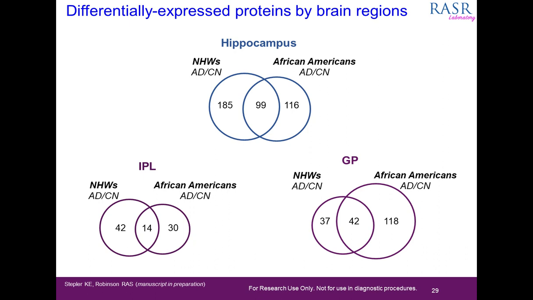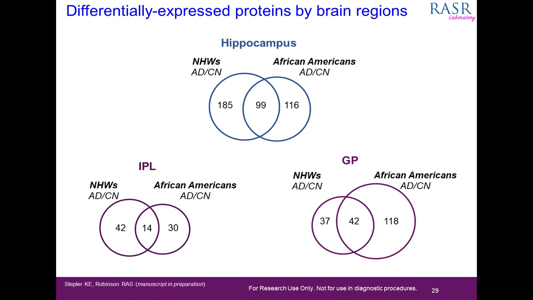So the next thing that I wanted to show you is how we've taken the proteins that are different between our Alzheimer's disease and cognitively normal individuals, and we've looked at them by racial ethnic group and then also by brain region. So if you focus your attention just to what's happening in the hippocampal region, then you can see that we observe fewer proteins that are similar between the non-Hispanic white and African American groups, so that's the 99.